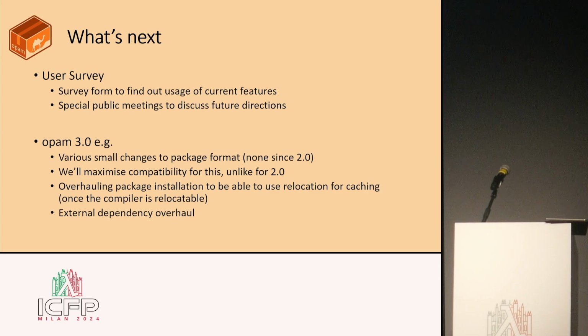We'll try to maximize the backward compatibility to avoid breaking things. We also want to rework and rethink some processes like package installation to take advantage of relocation and caching. And also, for example, rework the external dependency mechanism to have another way to specify and probe the information from the system. These are just small ideas of a long list, and it's open to discussion anyway.